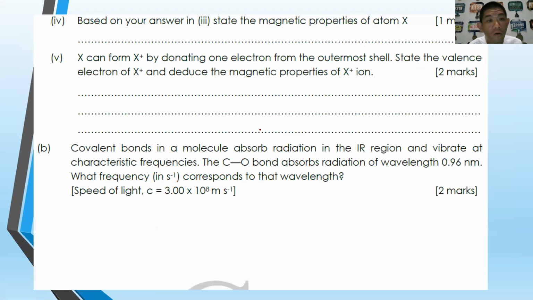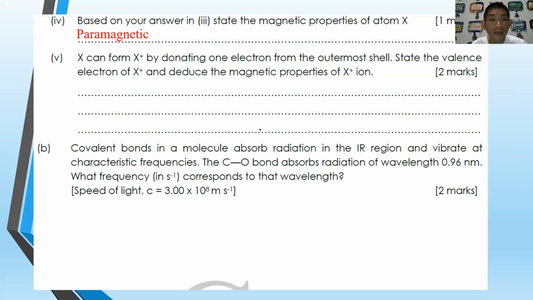Then we have number 4. Based on your answer in 3, state the magnetic properties of the atom X. Since you have at least 1 electron which is unpaired, this type of magnetic property we call paramagnetic. And then you have another one which is called diamagnetic. Diamagnetic is when all the electrons in the orbitals are paired. Okay, so this is for number 4.